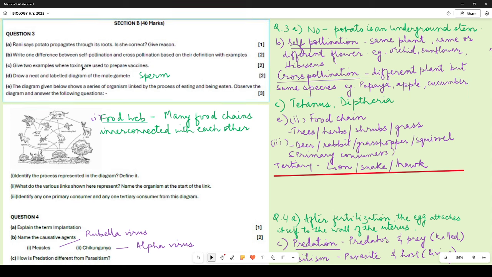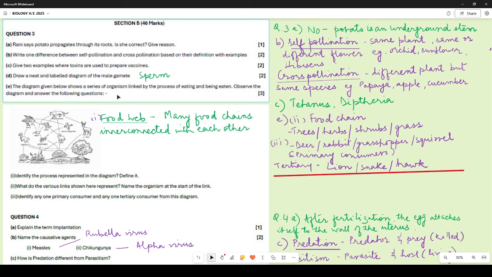Give two examples where toxins are used to prepare vaccines: tetanus, diphtheria. Neat and labelled diagram of the male gamete. So, sperm. If you have drawn a pollen grain, it is incorrect, because pollen grain is not a male gamete. The male gamete is present inside the pollen grain, right?